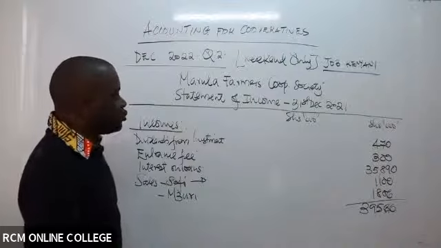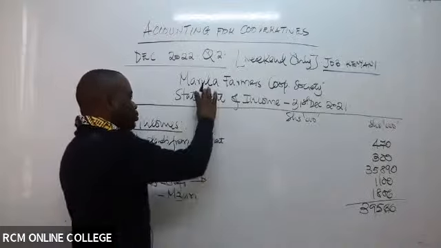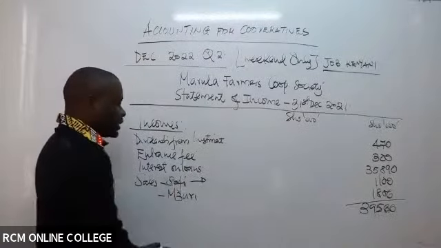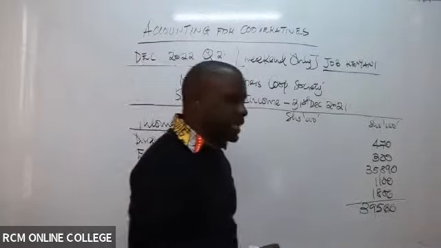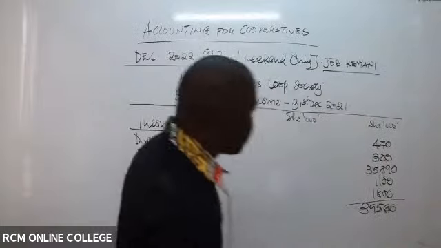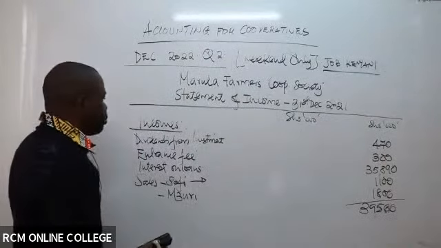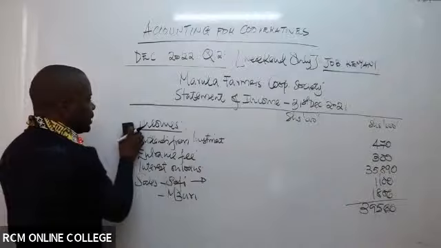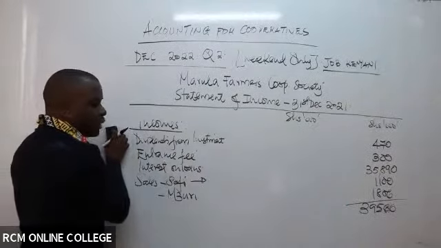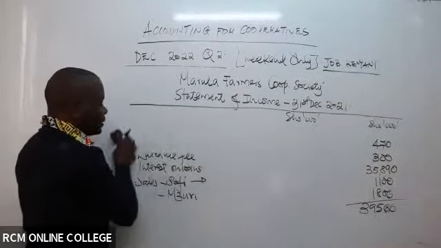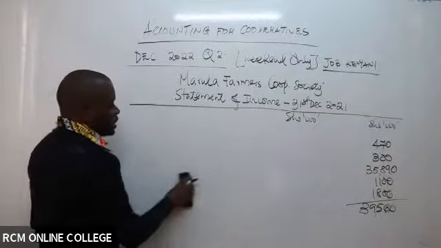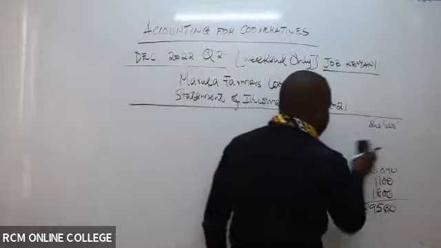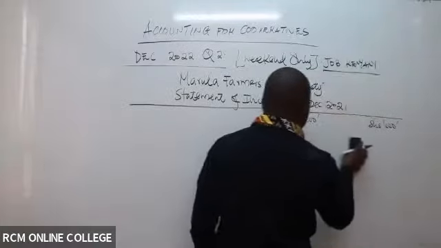For us to realize the profit out of this statement of income, we have to less what? The expenses. We have to less the expenses. I hope you've been able to capture that portion, because now I want to go to the expenses.